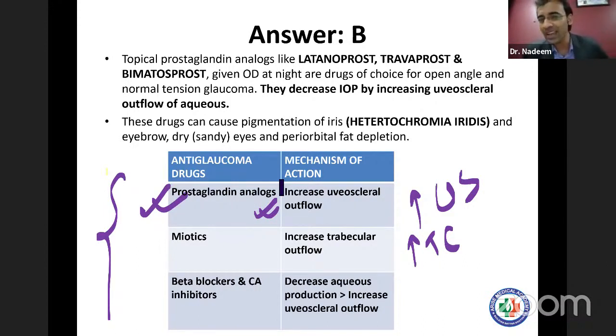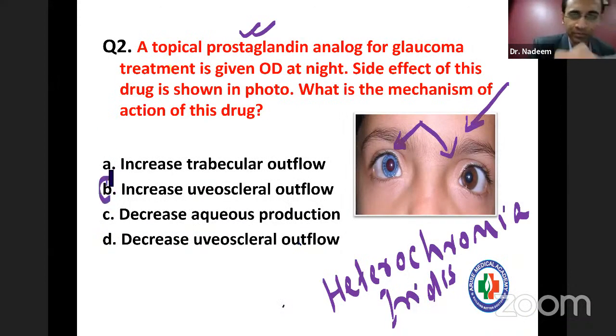So the side effects of a prostaglandin analog like latanoprost are what? Heterochromia iridis. And even there will be sandy eyes, and periorbital fat depletion will be there. So all these side effects are of latanoprost, or we can say the prostaglandin analog. So here, what is the answer? Answer is B. I hope this clinical question is clear.